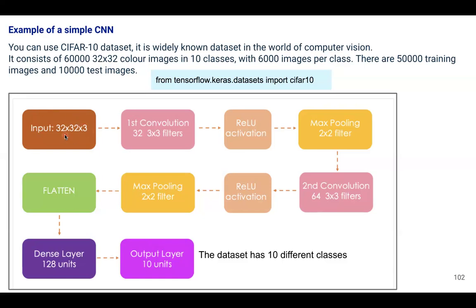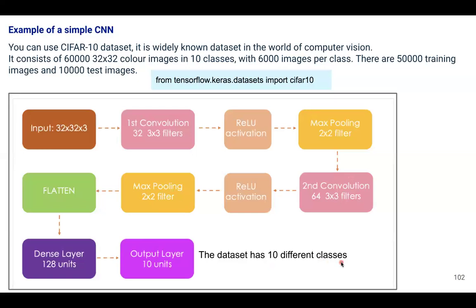So you have input images of 32 by 32 by 3 taken from the CIFAR10 dataset. Then you have one convolution layer, 3x3 filter with ReLU activation. Then you have a max pooling. Then you have your second convolution with ReLU activation. Then a second max pooling. Then you decide to flatten it out. And then you decide that you will have a dense layer, a hidden layer with 128 hidden units. And that's all. Then you have 10 units in the output layer because your dataset has 10 different classes.